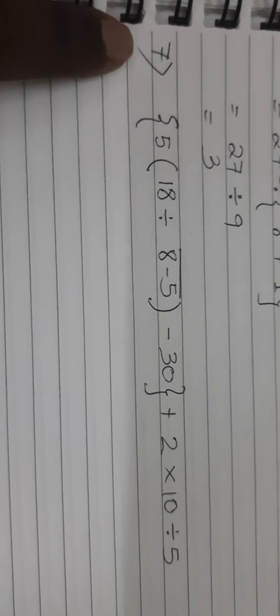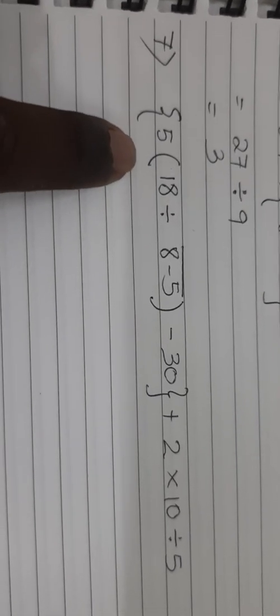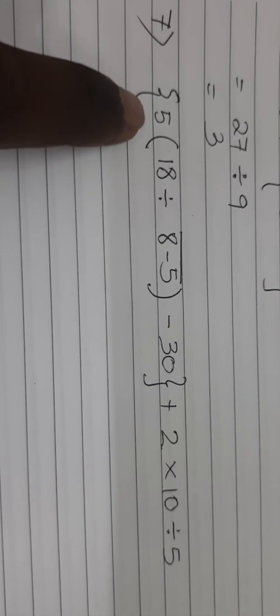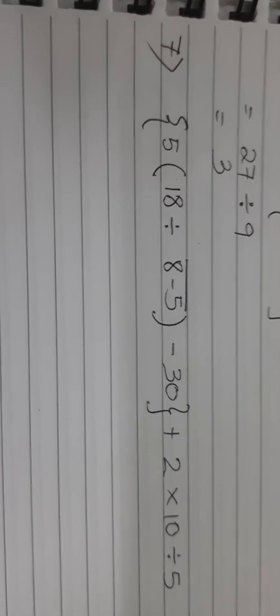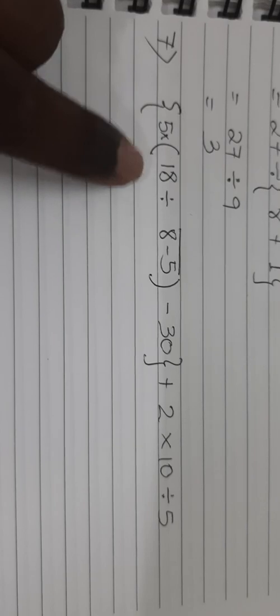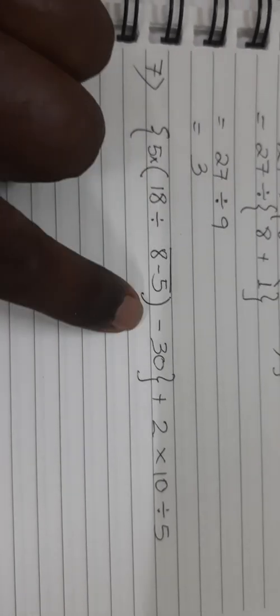The last question is question number 7. Here we have again the same case. See, between 5 and the bracket no symbol is there. So we will put a multiplication symbol. So I have put the multiplication symbol. Then we have the first bracket.